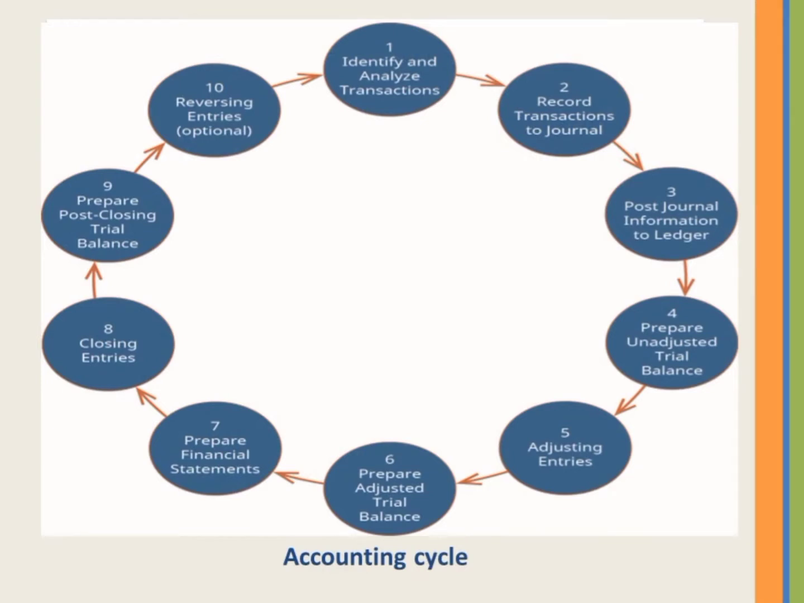Before we start with the discussions for the 5 major types, let me present to you the accounting cycle. This will be our guide for the first semester. At the end of the semester, you will be able to identify the accounting cycle. First, identify and analyze transactions, record transactions to journal, post journal information to ledger, prepare the trial balance, adjusting entries, and prepare the adjusted trial balance. You will also learn to prepare financial statements, closing entries, and post-closing trial balance. We'll skip the reversing entries.